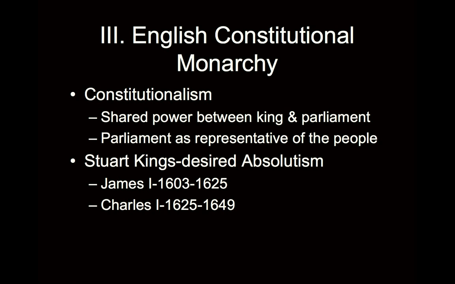This was the theory, and Parliament had been around in England for a number of years, hundreds of years, in fact. However, there had always been a power struggle between king and Parliament over who had ultimate authority. And beginning in the early 1600s, the kings of the Stuart family, James I and Charles I, sought to drastically expand their power and become absolute monarchs. They failed.